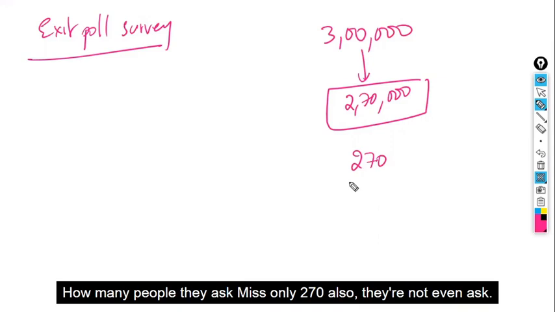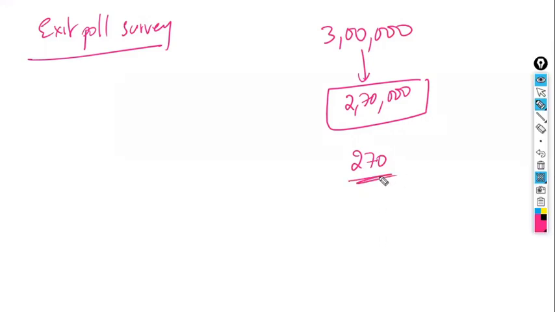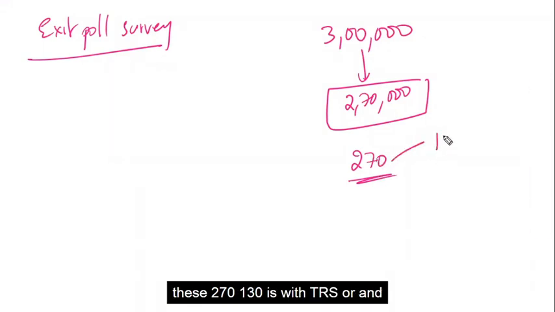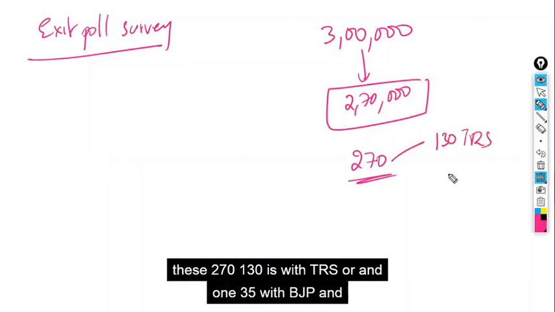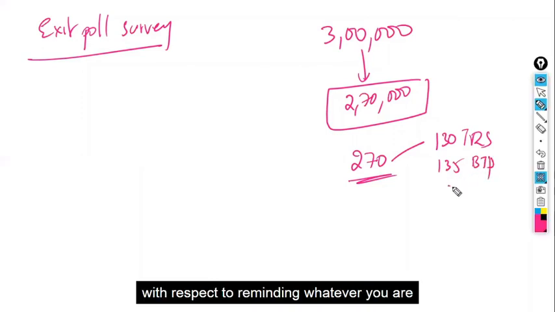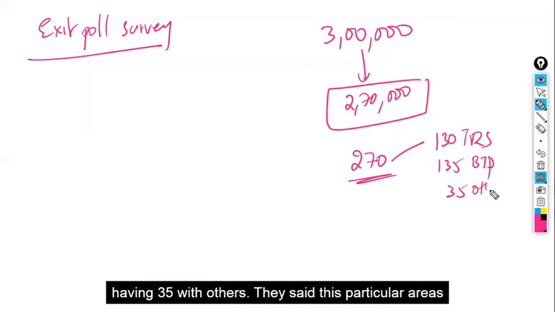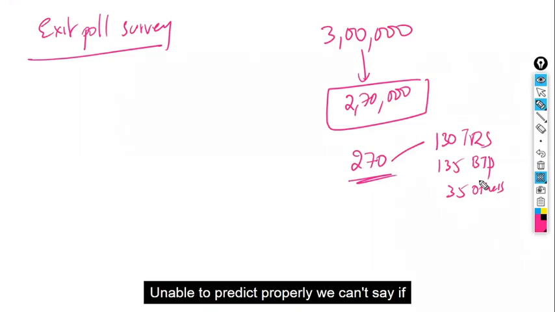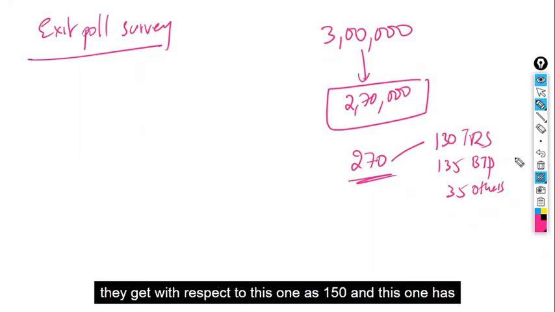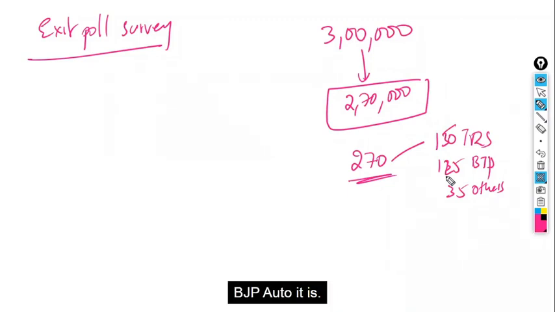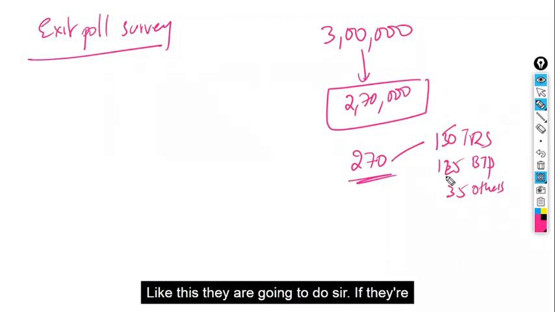How many people they ask, miss? Only 270 also they will not even ask. Based on the 270, they will predict the answer. Out of these 270, 130 is with TRS and 135 with the BJP, and with respect to remaining you are having 35 with others. They will say this particular area is very tough. Unable to predict properly. We can't say. If they get with respect to this one as 150 and this one as 125 like this, miss, they will say that TRS blindly or BJP, whatever it is. Like this they are going to do.